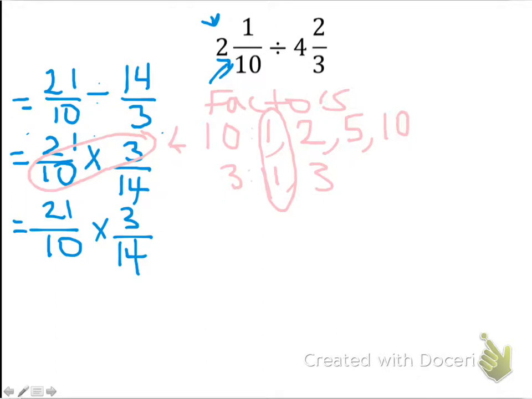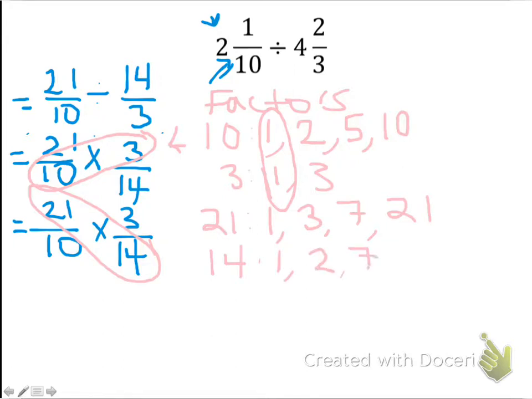I'll write the other two, 21 and 14. Let's see if they have a common factor. The factors of 21 are 1, 3, 7, and 21. The factors of 14 are 1, 2, 7, and 14. They do have a common factor. It's 7. So we're going to divide both of them by 7.